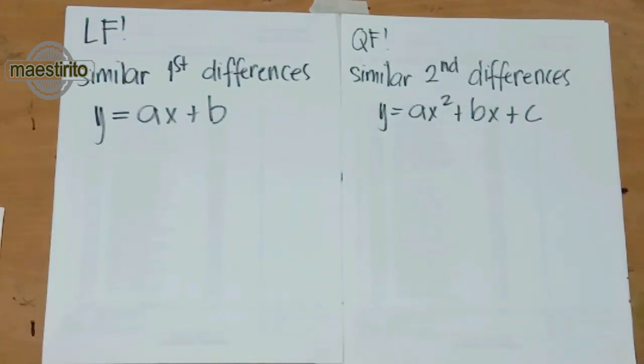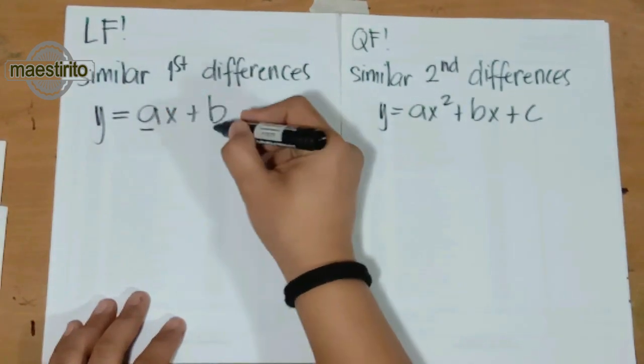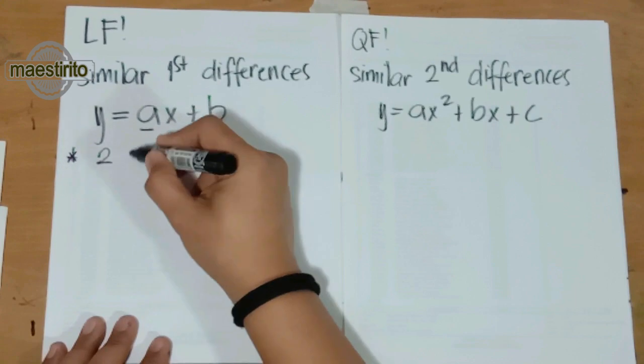Okay, and then for this linear function, since you have here two constants, that means you will be needing 2 points.